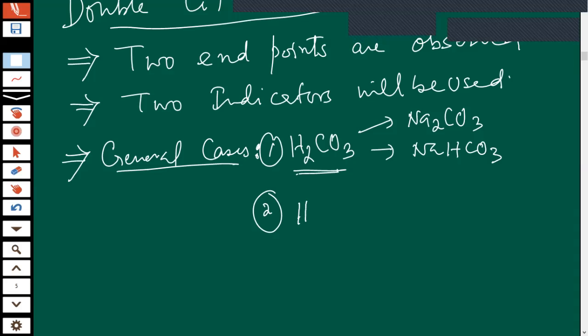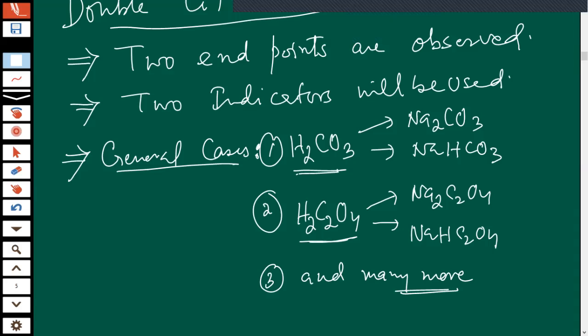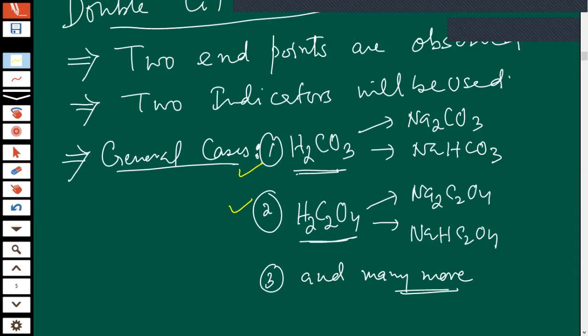From oxalic acid, H2C2O4, here also we can generate Na2C2O4, NaHC2O4 like this, and many more. But generally, at our beginning, we will see these 2 cases only first. Okay, sir.